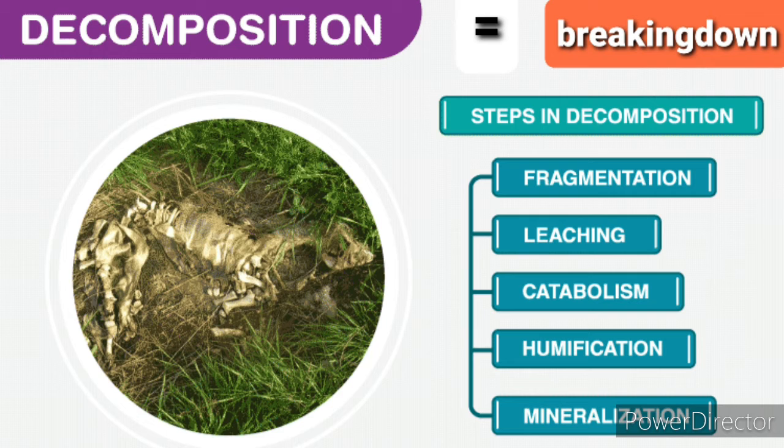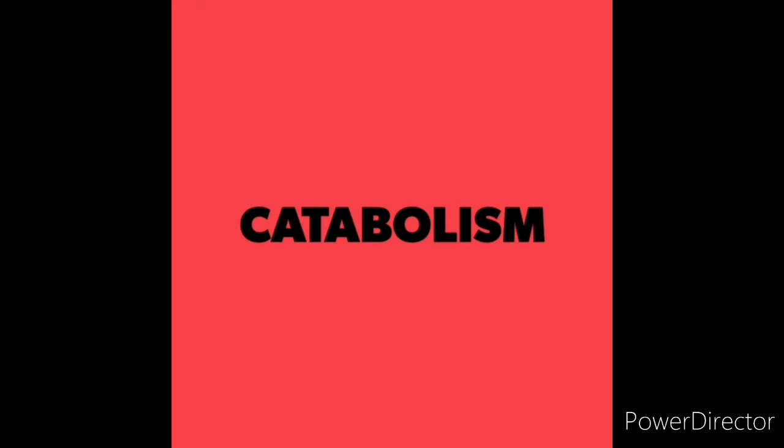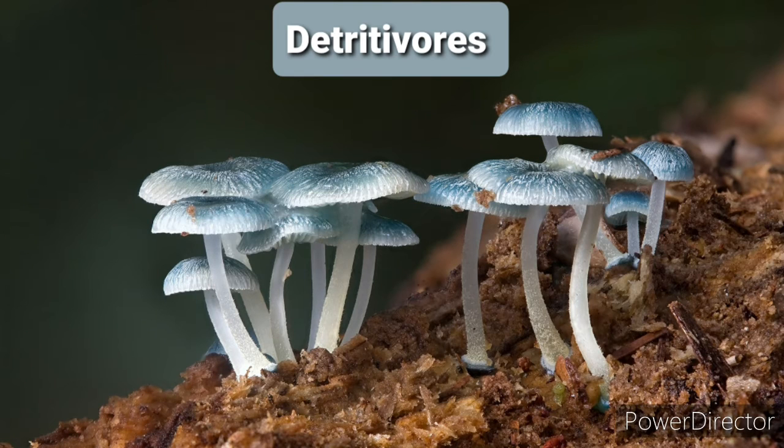The process of decomposition takes place in five steps. Step 1, fragmentation. Step 2, leaching. Step 3, catabolism. Step 4, humification. Step 5, mineralization. Fragmentation is the breakdown of detritus into smaller particles by the action of detritivores.